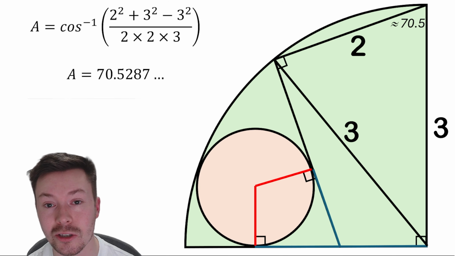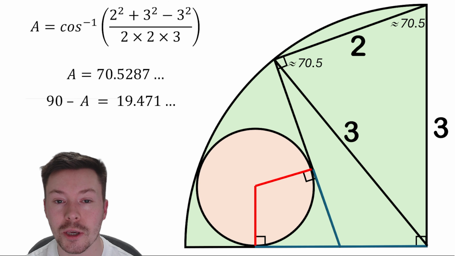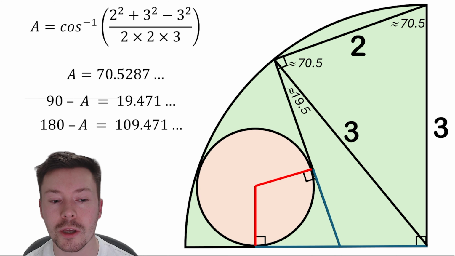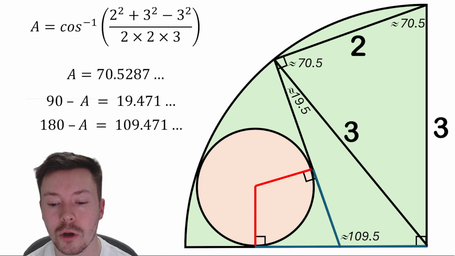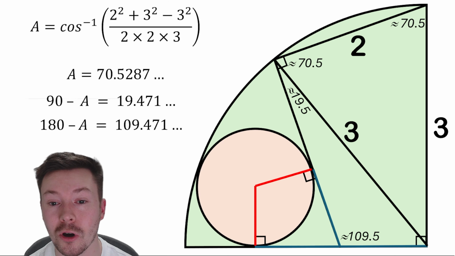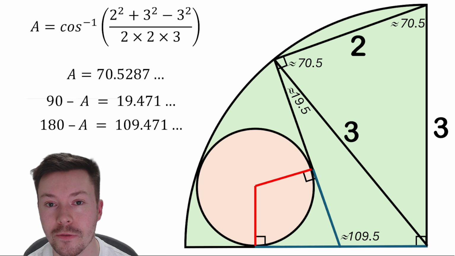Now as I said, this is an isosceles triangle, so this angle must also be about 70.5 degrees, which means we can work out this angle, which is 19.5 degrees, and we can also work out this angle, which is 109.5 approximately degrees, because we've got a large quadrilateral with two right angles in it, 70.5 approximately, so we can work out, by taking those three away from 360, the final angle in that large quadrilateral.